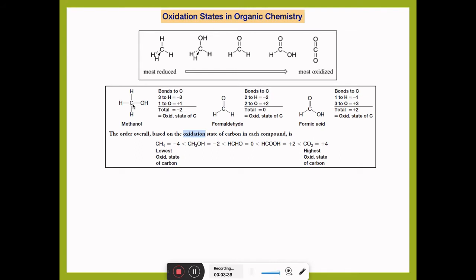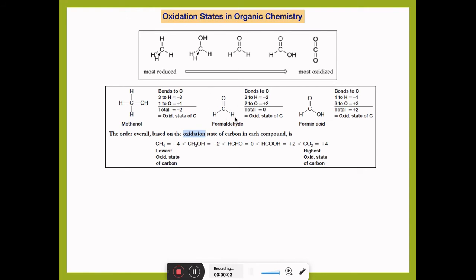So what charge is on the carbon? It is positive with respect to the hydroxyl group. As there is one OH, the charge on the carbon with respect to this OH group is +1. Now we will calculate the overall charge on the carbon: -3 + 1 equals -2. So the oxidation state of carbon in methanol is -2.